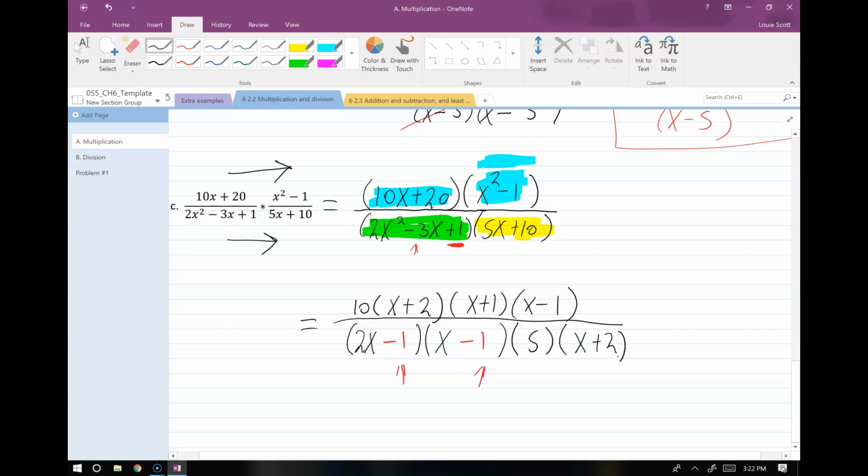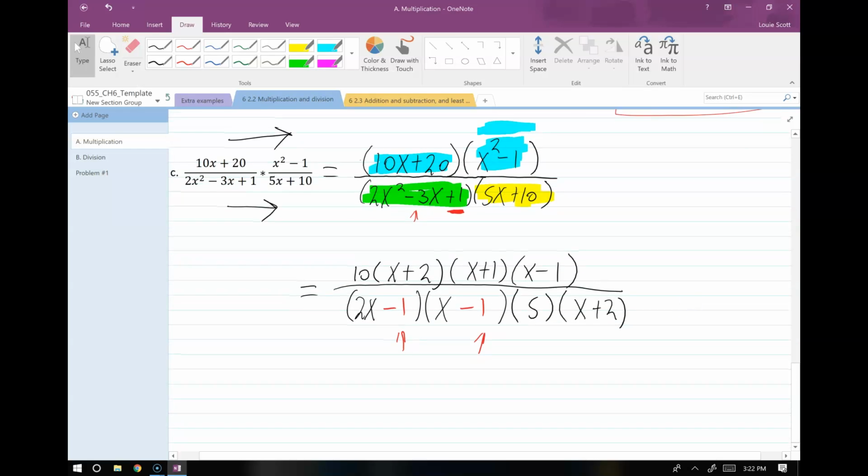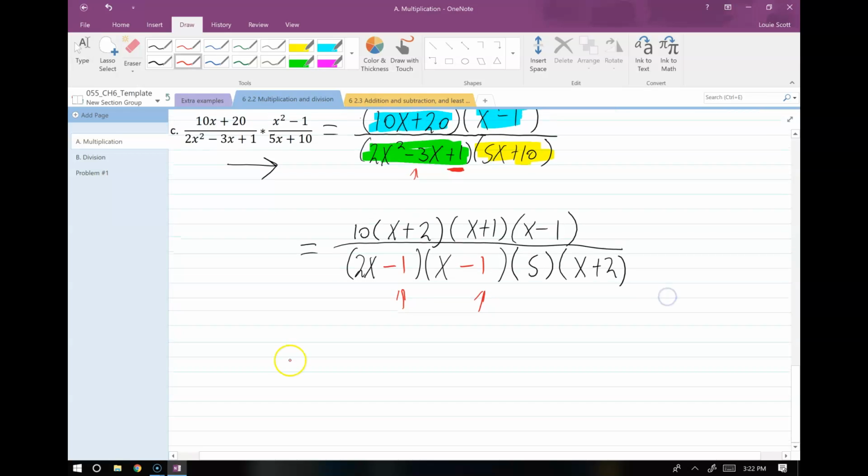Okay, now that I've factored every single one of those completely, I look for any matching factors down here. You can divide the 5 by the 10. Oh, nice. Yeah, you can absolutely do that. They're kind of buried in here, aren't they? Right? I have a 10 and a 5 there, so those simplify to 2.